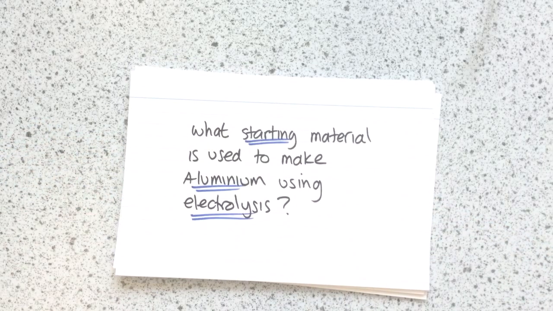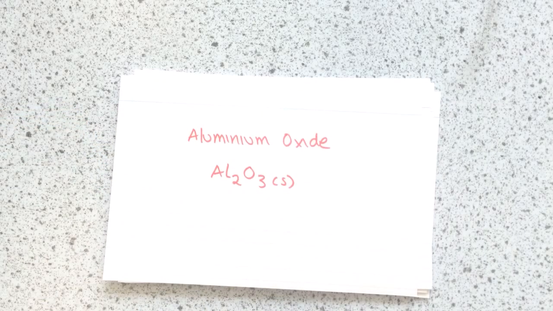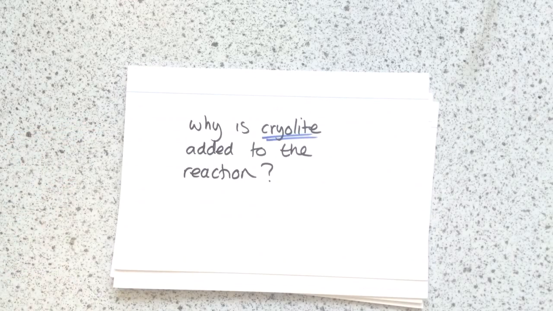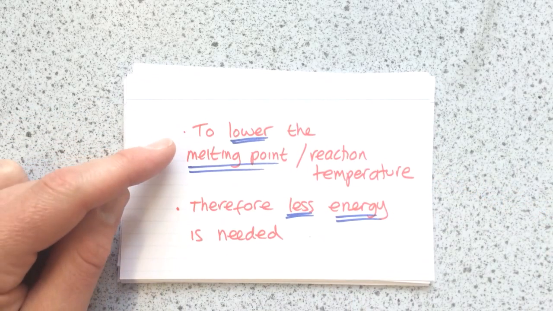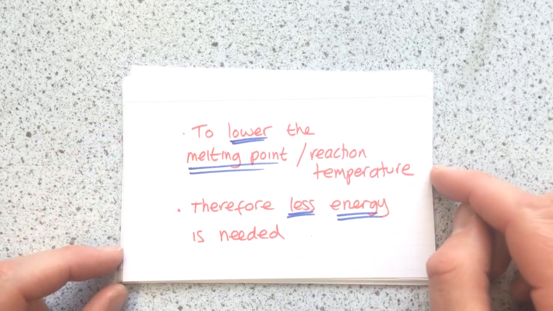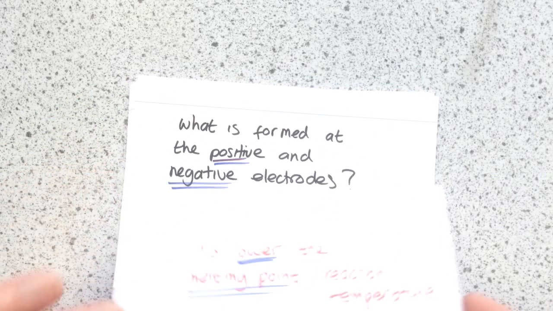Right, now we're on to the electrolysis to make aluminium. So what starting materials do you need to make aluminium using electrolysis? Aluminium oxide, or Al2O3. Why do you need to add cryolite to this reaction? So you can lower the melting point or lower the reaction temperature, and therefore less energy is needed.